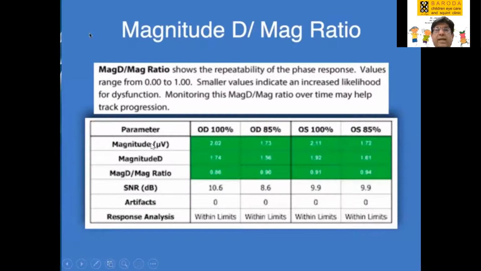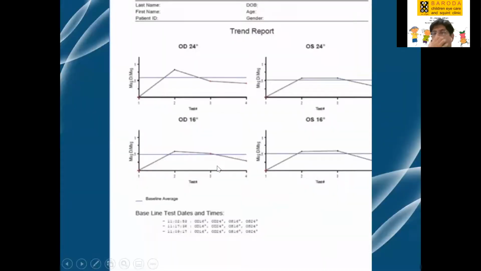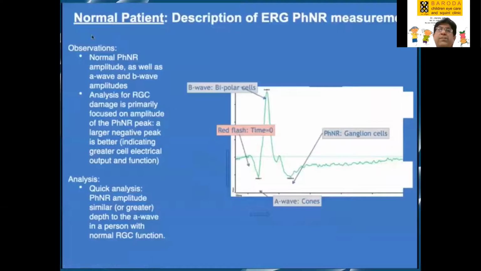So this is MACD and MAG ratio, the same as we discussed one slide before. It tells us the repeatability of the phase response. MACD shows the variability, this is the pure magnitude, and if you divide, you should be close to 1. This is similar to what we see in visual field. This is a trend report. You can do it over a period of time and have the trend report of progression of the disease. So this is how the trend report looks.